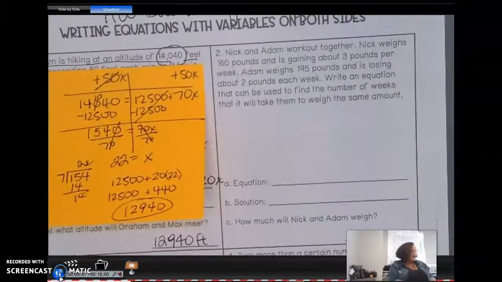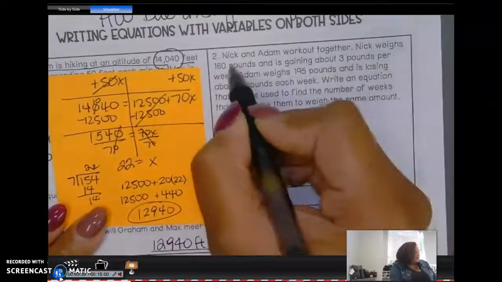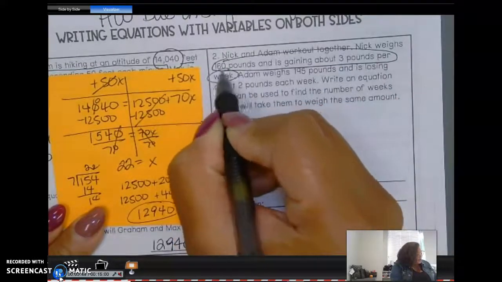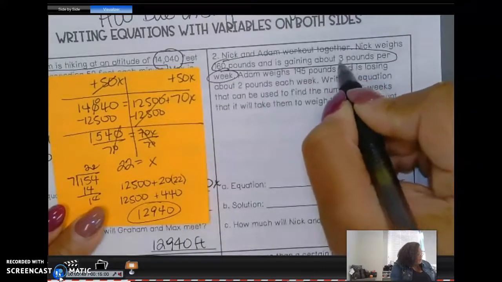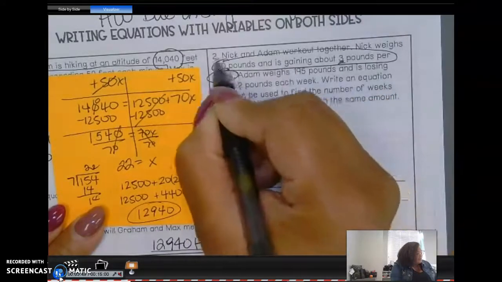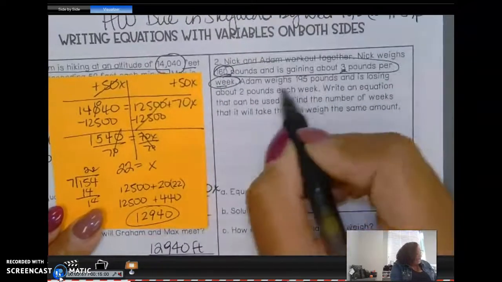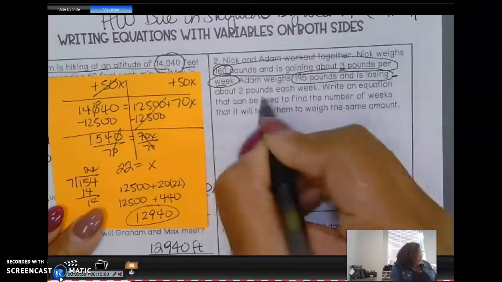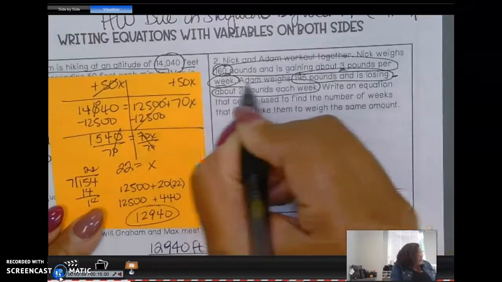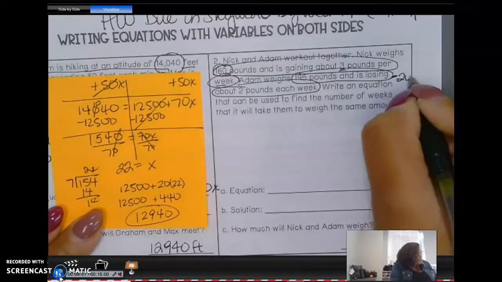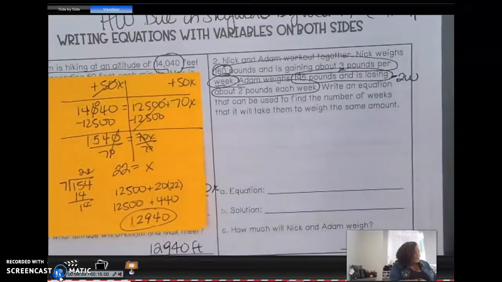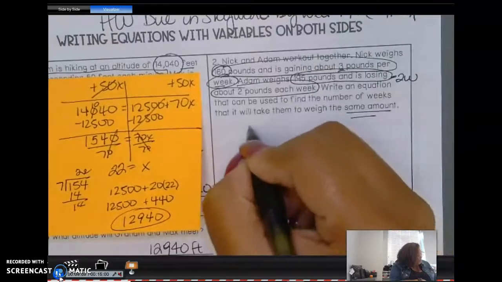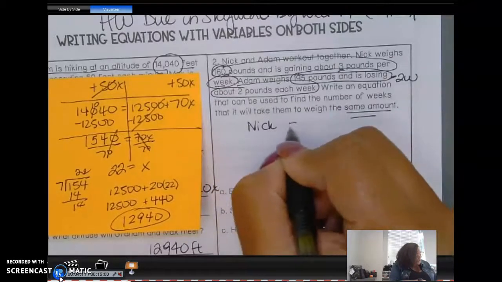It's right. All right, so Nick and Adam work out together. Nick weighs 160 pounds and is gaining about 3 pounds per week. Okay, so this is my coefficient and week is my variable, and 160 is where I start. Adam weighs 95 pounds and is losing, that means negative, about 2 pounds each week. So this is minus 2w. Write an equation that can be used to find the number of weeks that it will take them to weigh the same amount. So I want Nick to equal Adam.